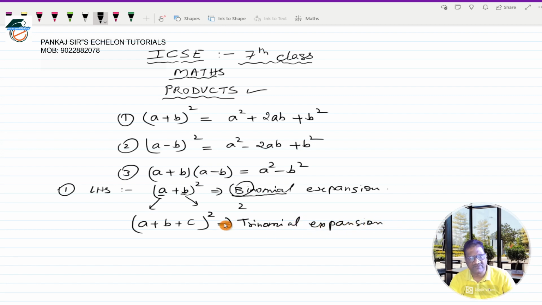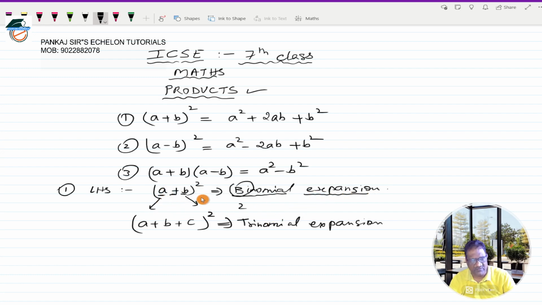Now I think you must have understood the meaning of binomial and trinomial. Binomial because there are only two terms, a and b. A is known as the first term, b is known as the second term, and a trinomial will have three terms, that is a, b and c. In between you can have either a plus or a minus. So a plus b the whole square or a minus b the whole square, either can be called a binomial expansion. Now why is it called an expansion?